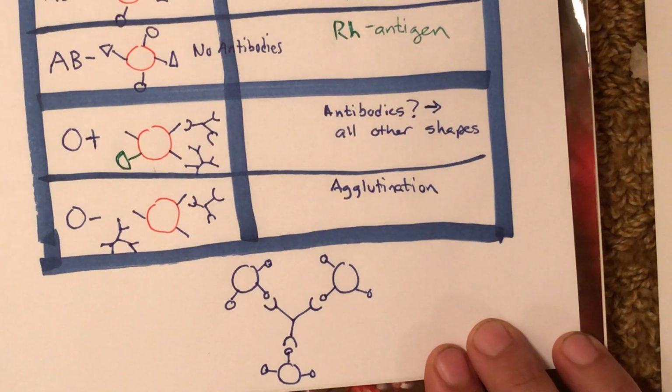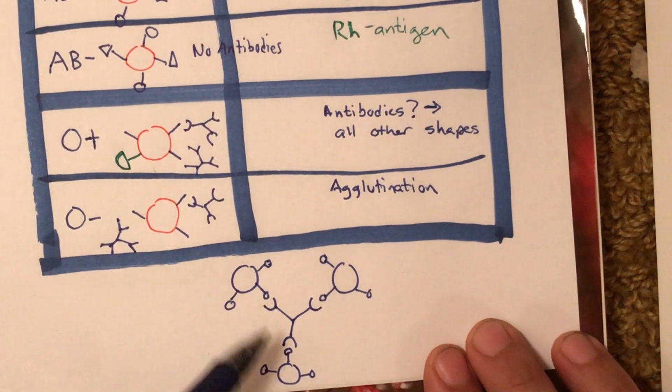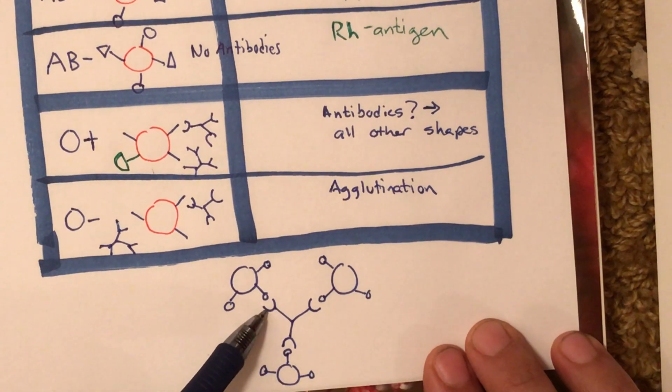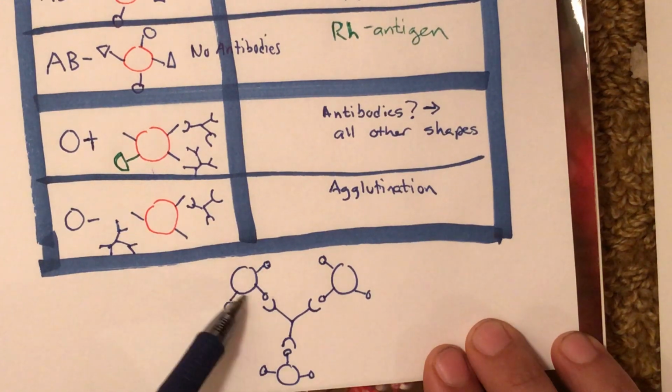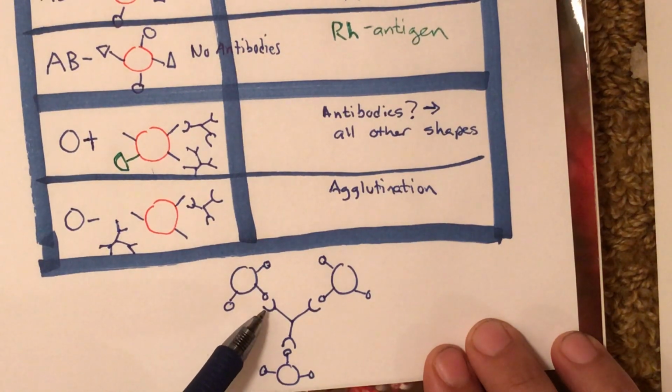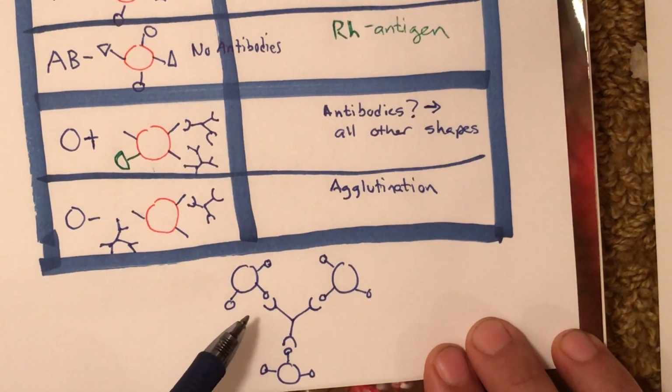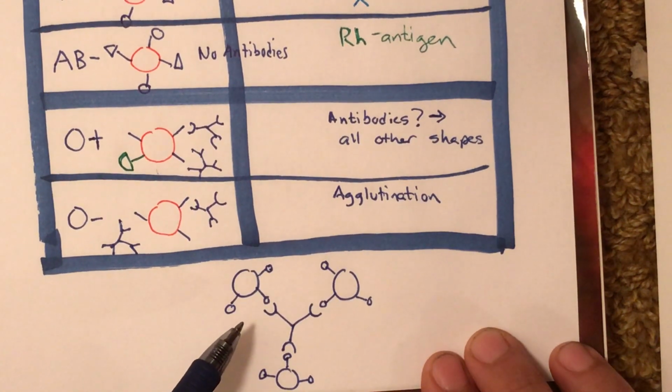You want your antibodies to attack things that are foreign. If you had circular antibodies normally in your blood, you'd want your red blood cells to be the other shape. That way your own antibodies don't attack your own red blood cells, but other things that would get into your system.